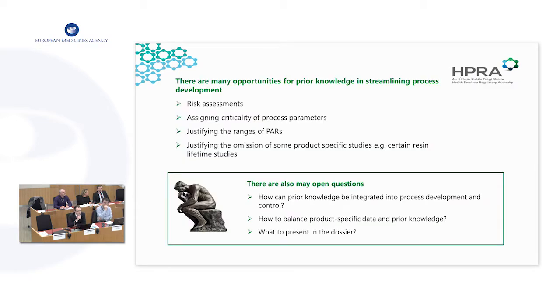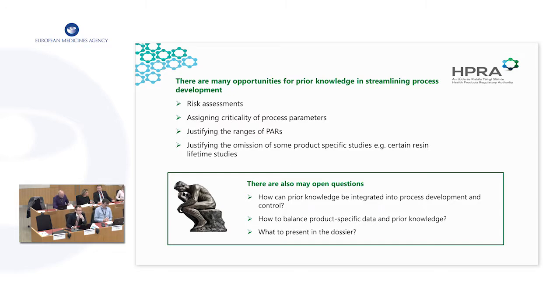There's a lot of areas where prior knowledge could be used in development. I'm not going to go into them all. I've decided to focus on some few areas, but we can use it in risk assessments in terms of assigning criticality of process parameters, possibly in justifying the ranges of the PARs, and maybe in justifying the omission of some of the product-specific studies, for example, certain resin lifetime studies, which I won't go into in my talk, but we'll see in some of the case studies later on.